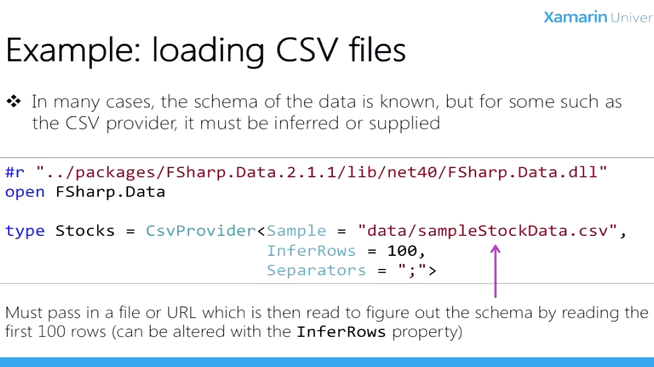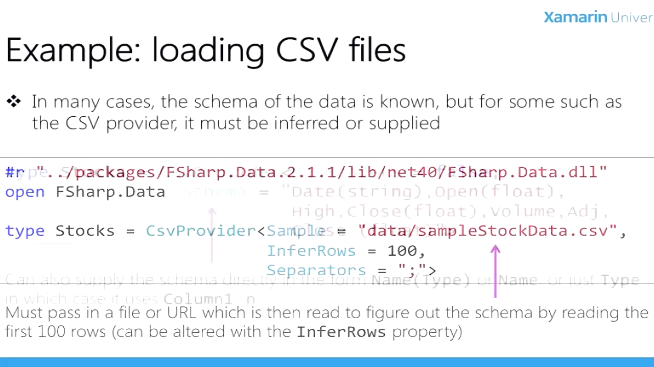You can also change the default separator from a comma to some other character, and here we're using a semicolon. And the type provider in this case will open and read the first 100 rows of the stock data file using a semicolon as the separator. And the 100 rows will then decide the type for each column, whether it's a string, a date, or a number. And then the provider will expose the data to the program through type properties using the column names from the first line as the property names.